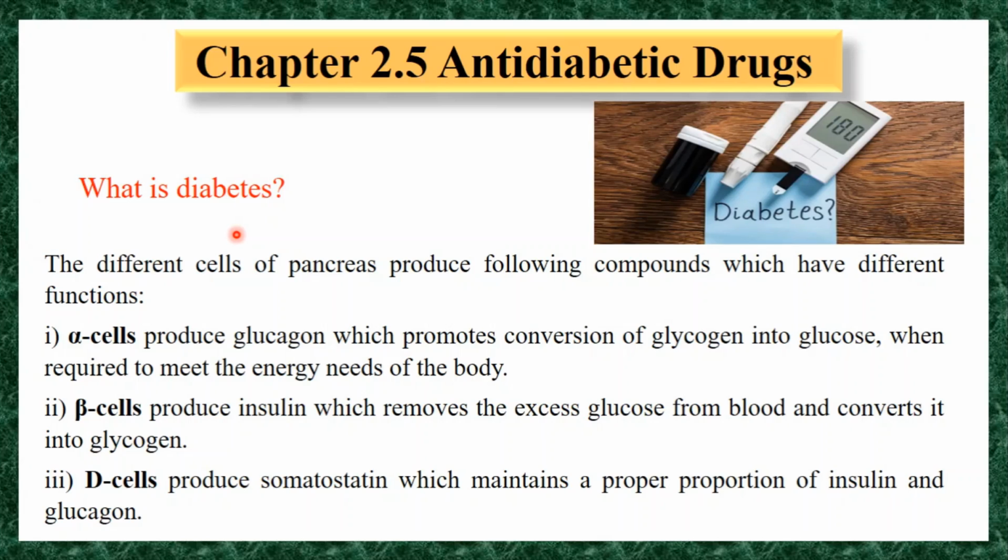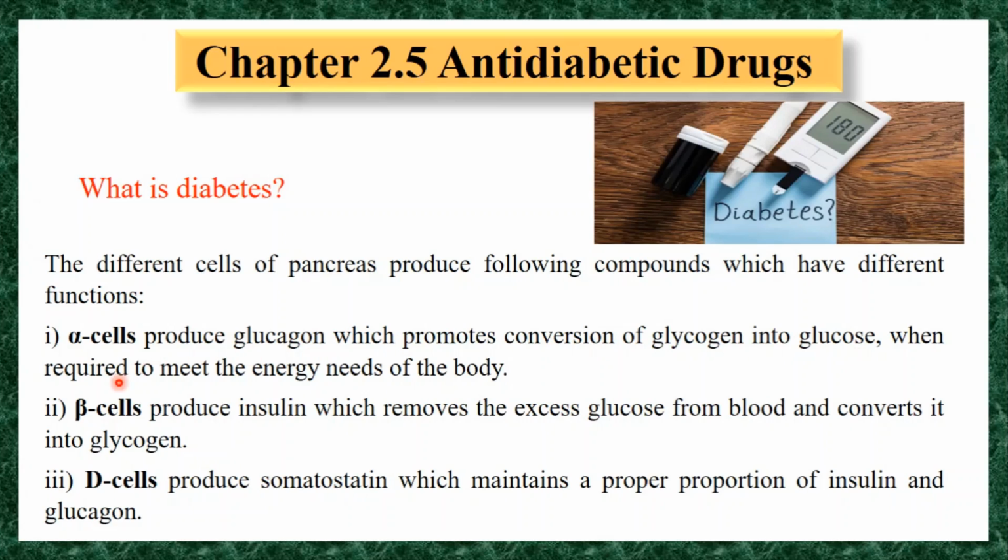In your pancreas, different types of cells are there, that is alpha, beta, and D cells. The different cells of the pancreas produce different compounds, and those compounds have different functions. We'll see each cell one by one. The first cell is the alpha cell. It produces glucagon, which promotes the conversion of glycogen into glucose.